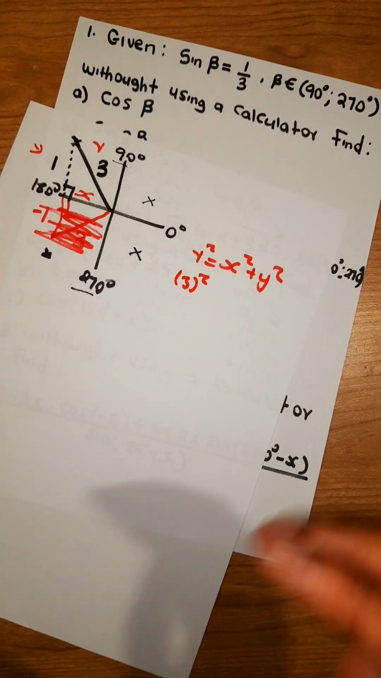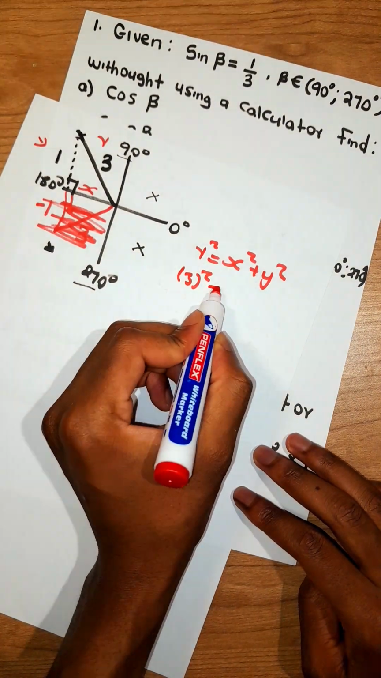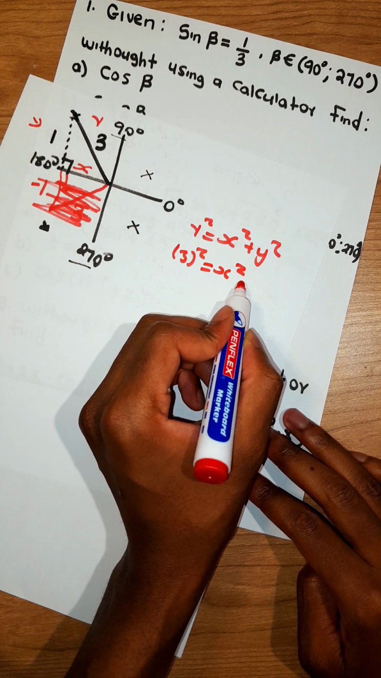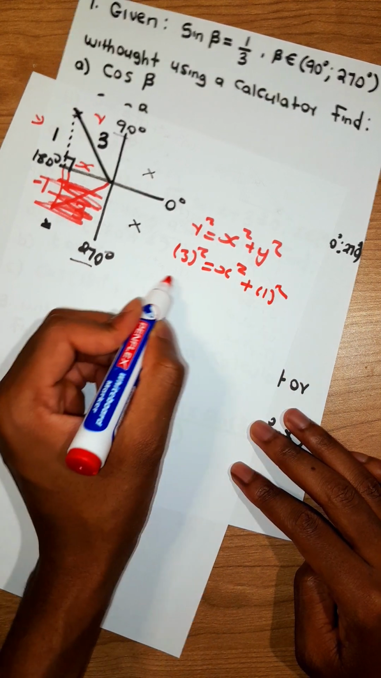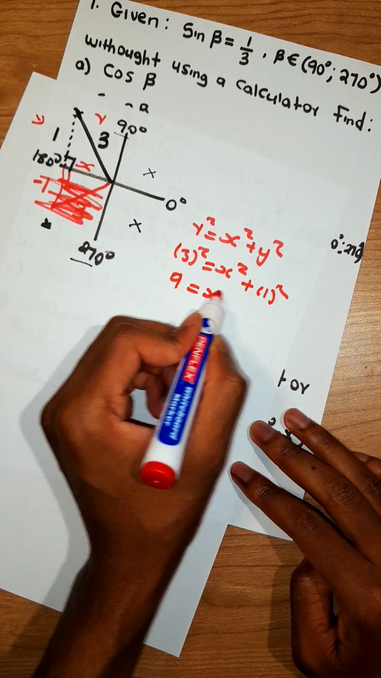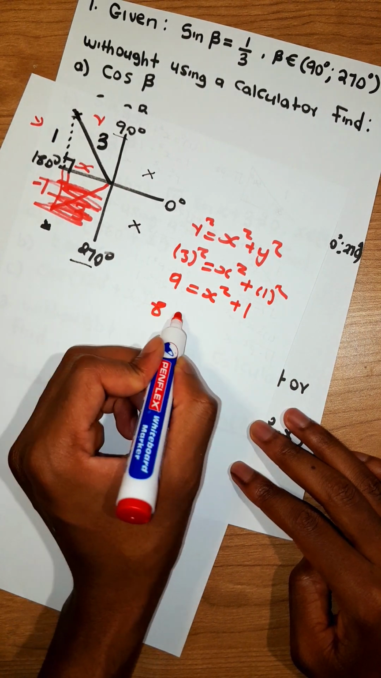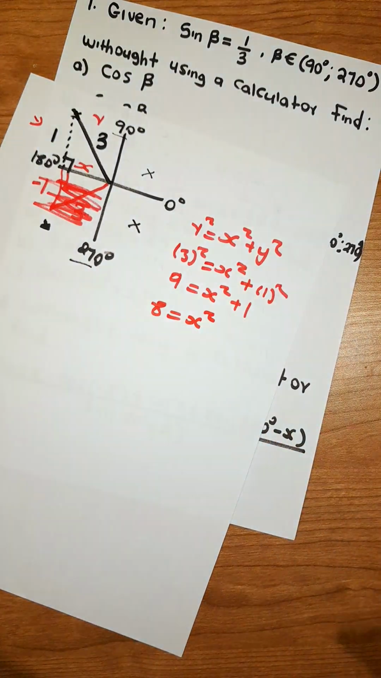Then the x squared is what we are looking for, and the y squared is going to be 1 squared. So this becomes 9 equals x squared plus 1. When we take this to the other side, we'll have 8 equals x squared.